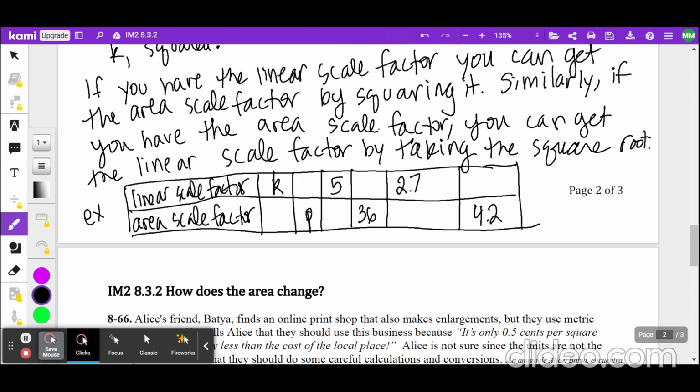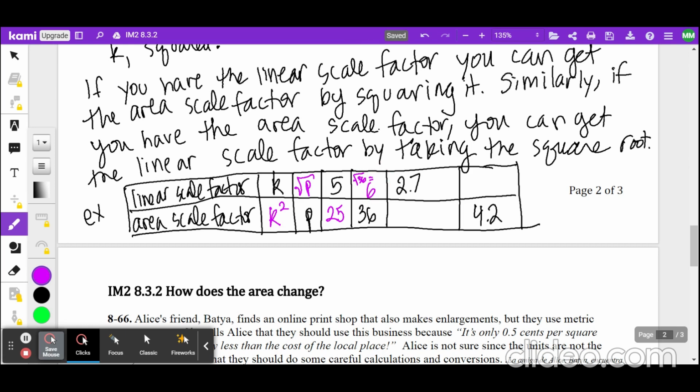Okay, so if the linear scale factor is k, then the area scale factor is k squared. If the area scale factor is p, then the linear scale factor is the square root of p. If the linear scale factor is 5, then the area scale factor is 25, because 5 squared is 25. To get from the area scale factor of 36 to the linear scale factor, well, I simply take the square root of 36, which is 6.